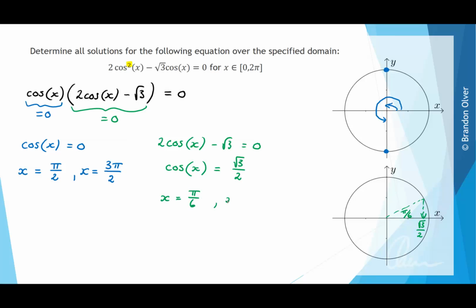And the other solution that is within the domain is x is equal to 2 pi minus pi on 6 because of the symmetry of the unit circle. That symmetry suggests that the other solution is in the fourth quadrant, and that there is 2 pi minus pi on 6 around. So if we just go and evaluate that, that value is 11 pi on 6. Therefore, we have 4 solutions to this equation, x being pi on 6, pi on 2, 3 pi on 2, and 11 pi on 6.